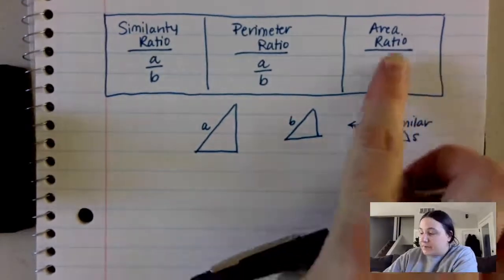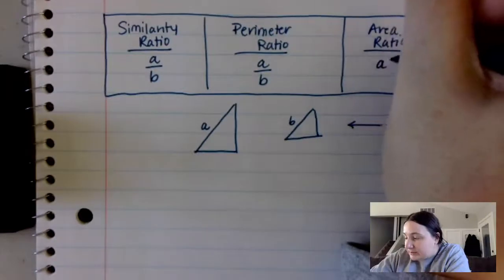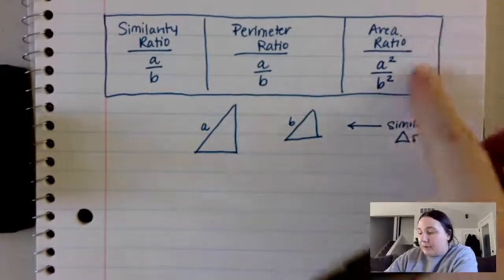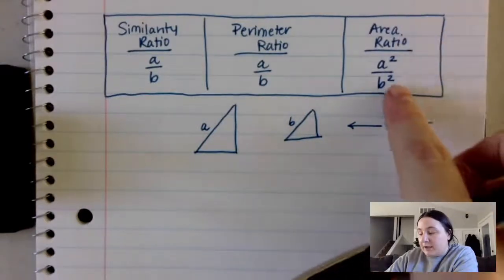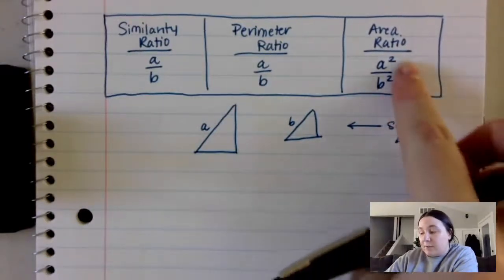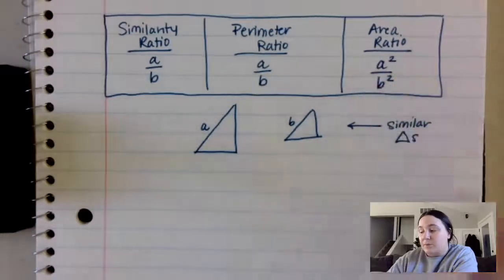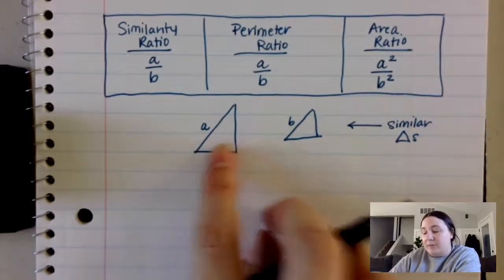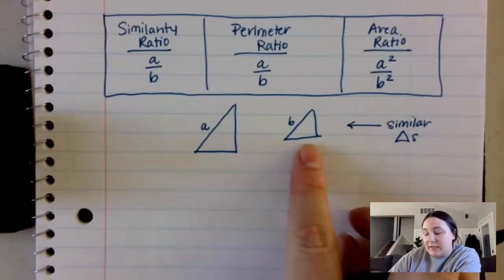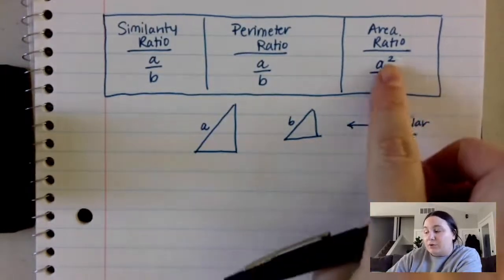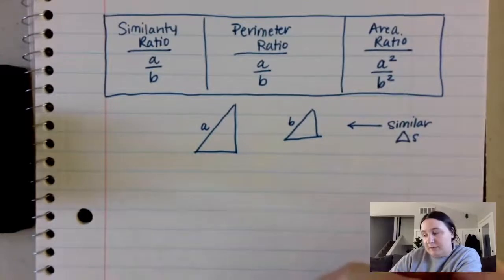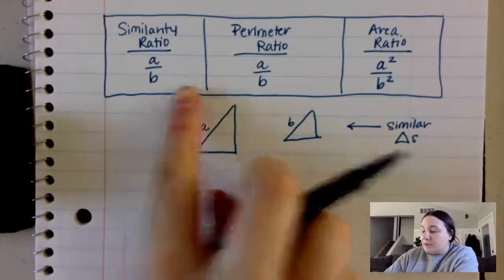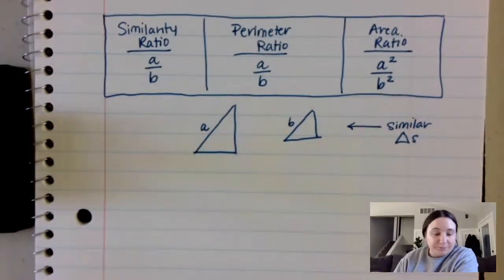The area ratio is a little bit different. This is A squared over B squared. And hopefully you remember that because when we find the area, we are finding units squared anyway, so you have to remember to square these. What that's saying is that the area of shape A is not twice as big as B, it's now 2 squared as big as B. And so these are the ratios you're going to need to know.